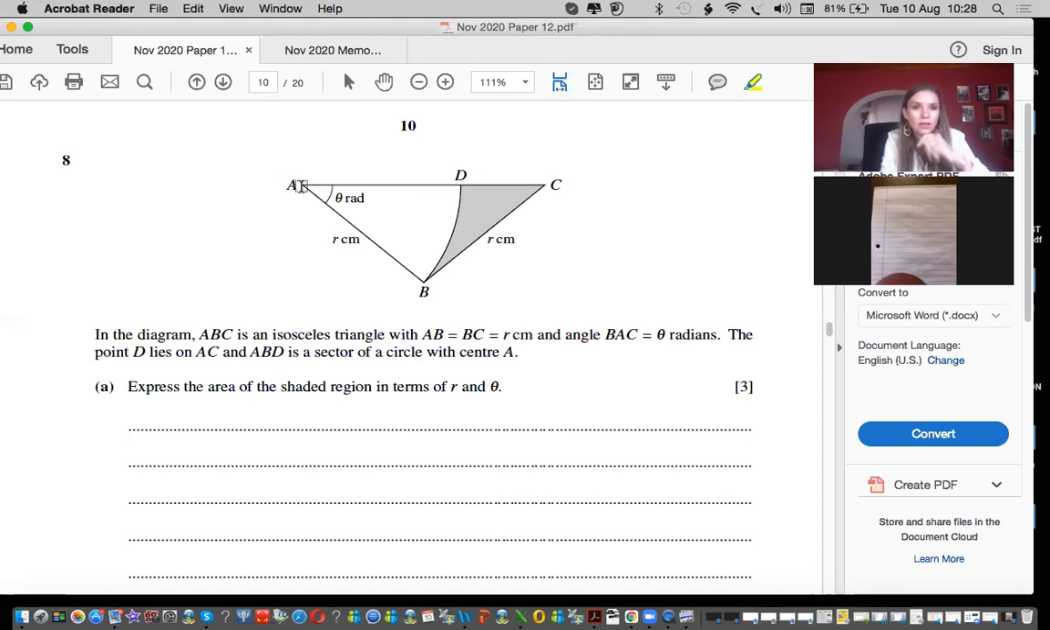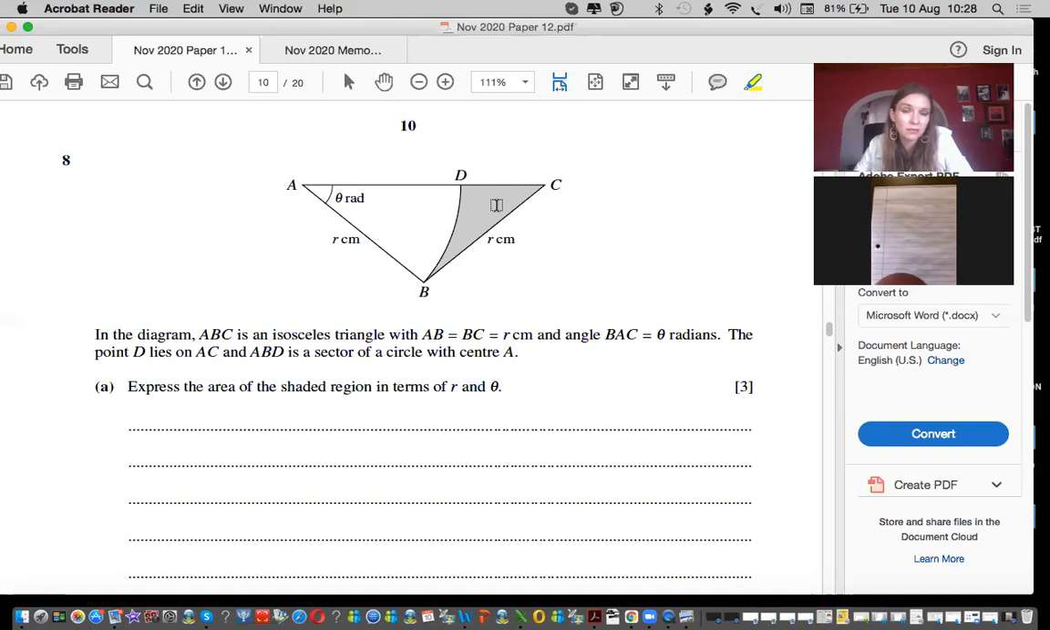Ooh, what? That means that if this is a sector of another circle, then this whole side, AD, is also R, because AB and AD will be radii, and they have to be equal. Express the area of the shaded region in terms of R and theta.